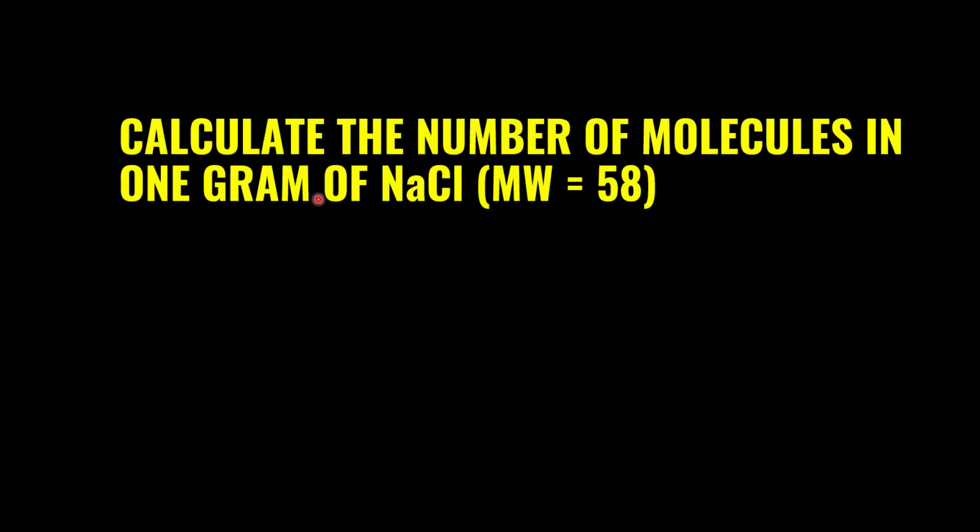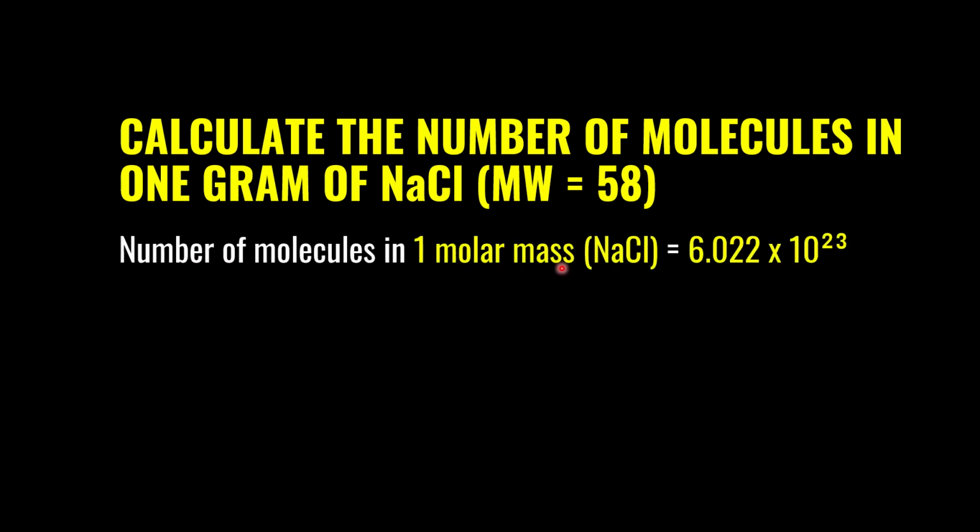So let us calculate the number of molecules in 1 gram of sodium chloride. Molecular weight is 58 gram. So the number of molecules in 1 mole or 1 molar mass, which is 58 gram of sodium chloride, is equal to the Avogadro number, which is 6.022 × 10^23 particles or molecules.